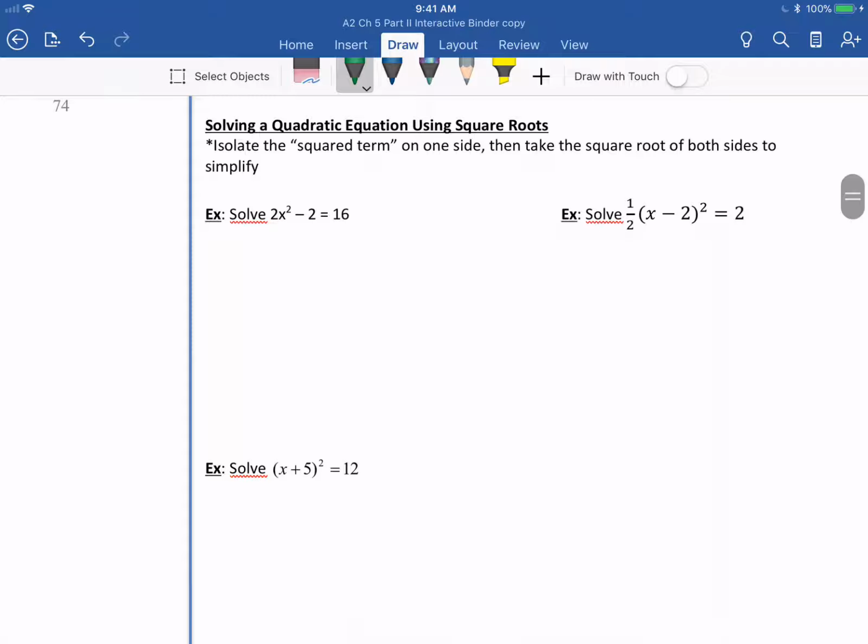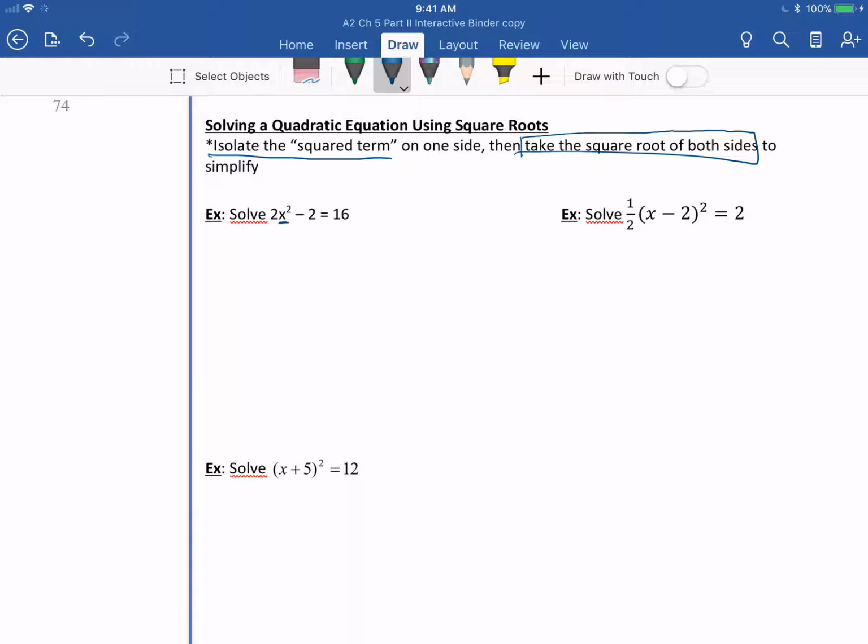The last part of these notes is solving quadratic equations by taking square roots. And this, I'm hoping, shouldn't be too bad. There are some trickier examples you can get to in these, but these examples aren't too bad. You need to isolate the squared term, and then we're going to take the square root of both sides. That's the gist here.